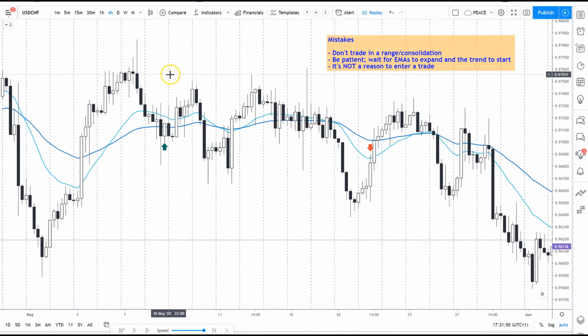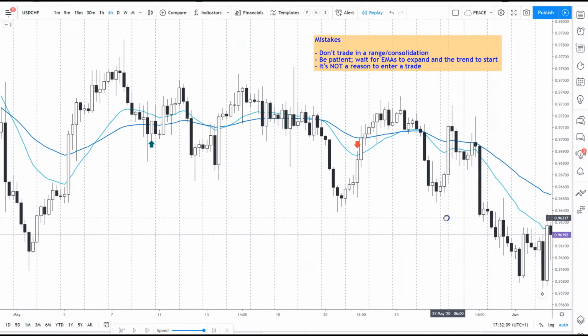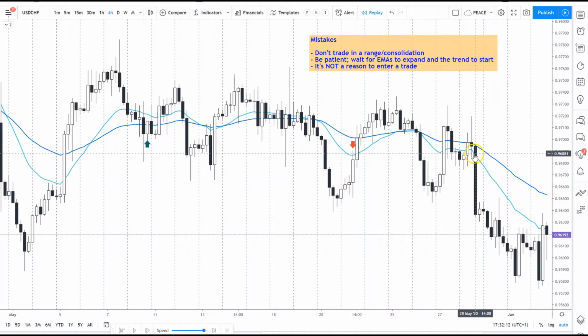The second mistake is they're not patient, which is also related to this sort of market movement, and patience is to do with waiting for the EMAs to expand and the trend to start. EMAs work best when there is a trend direction. In this case you can see here the EMAs begin to expand out, and we have a trend evolving out of this consolidation period. So patience is required.